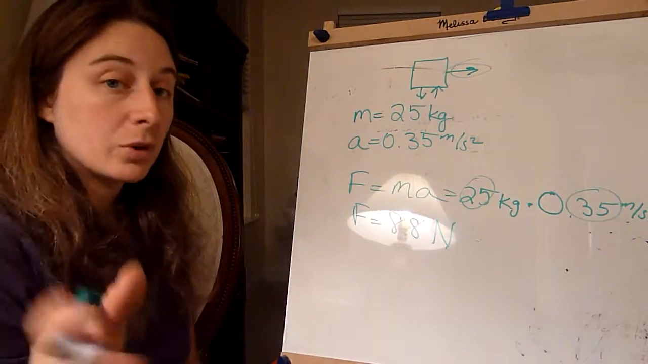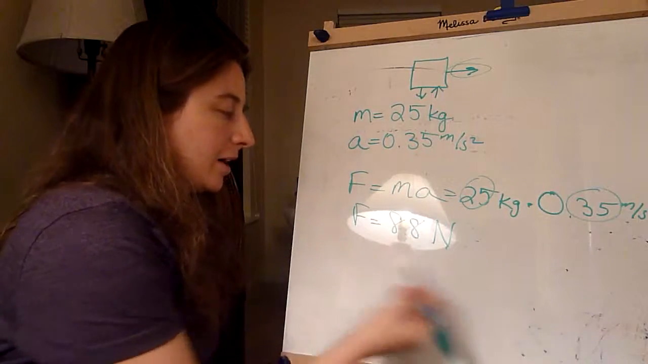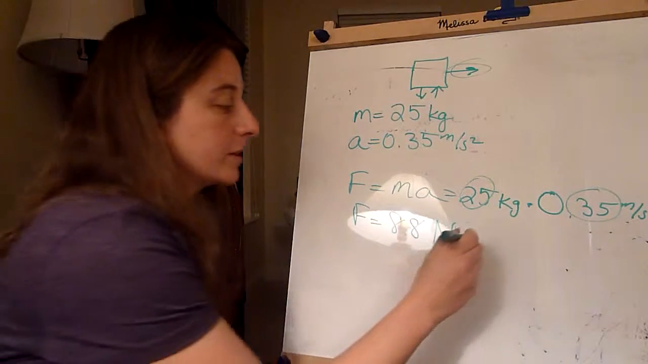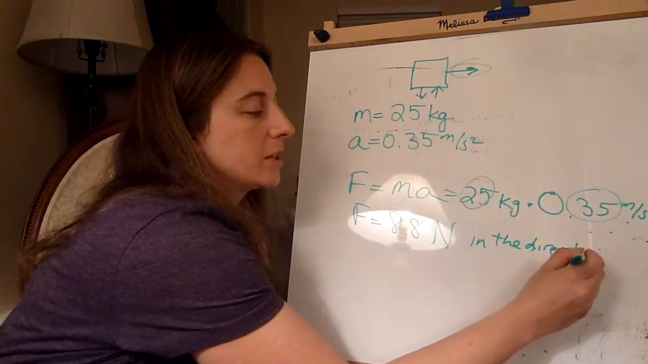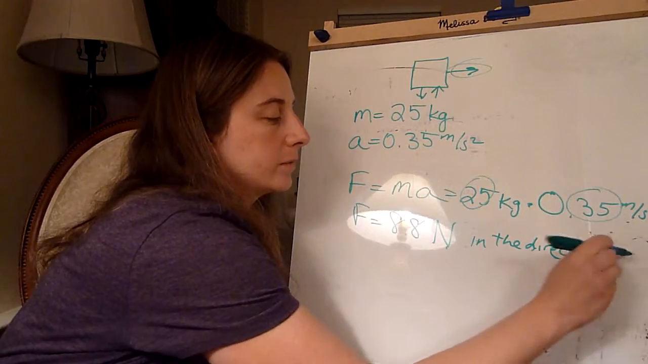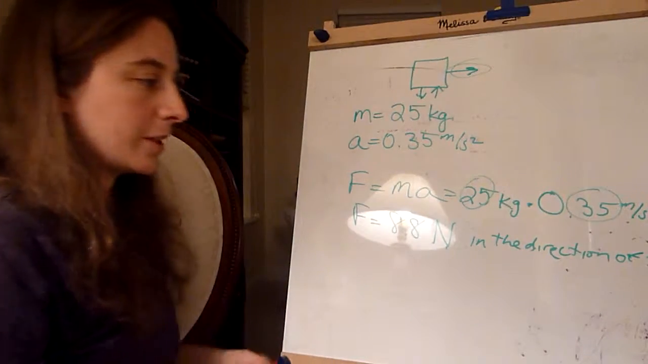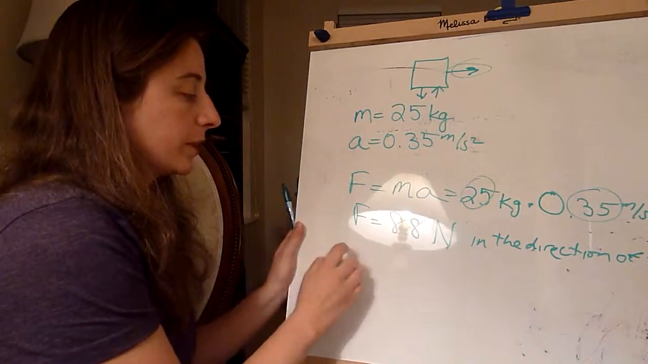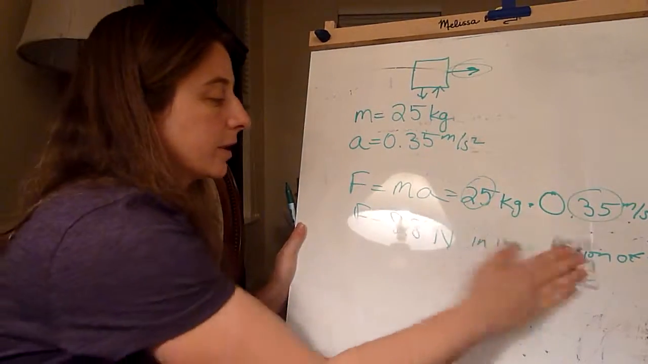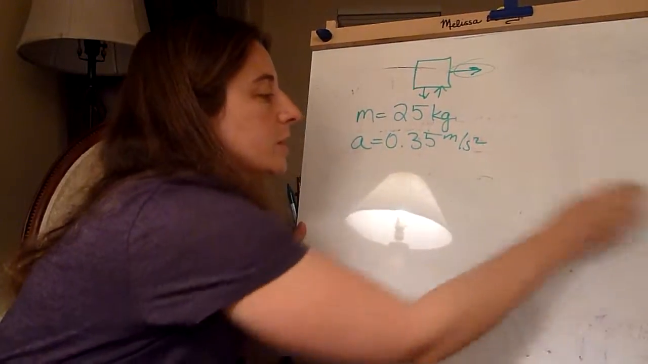Now remember, force is a vector, so it takes 8.8 newtons in the direction they're going, or in the direction he's pulling her, direction of travel, maybe. But you have to give me some kind of direction because force is a vector to have a complete answer. So 8.8 newtons in the direction that they're going is the force with which he pulls her.